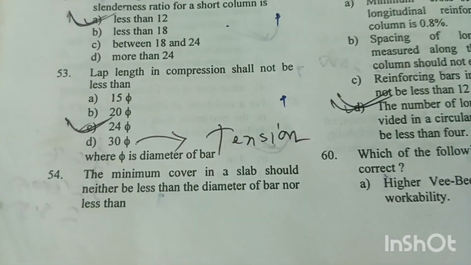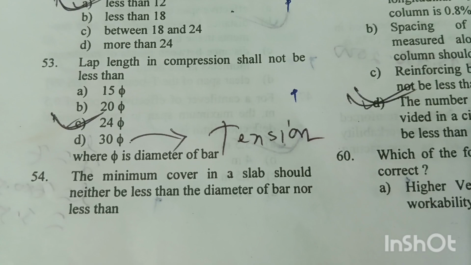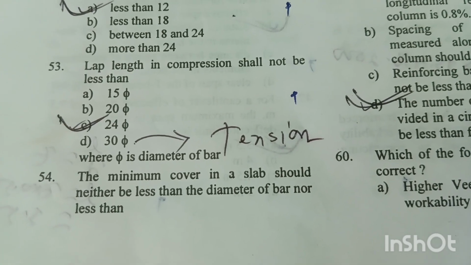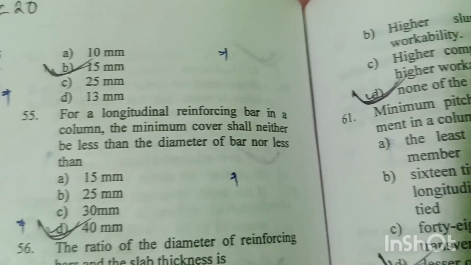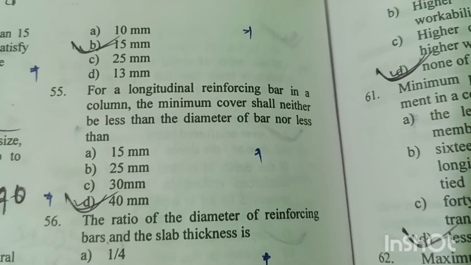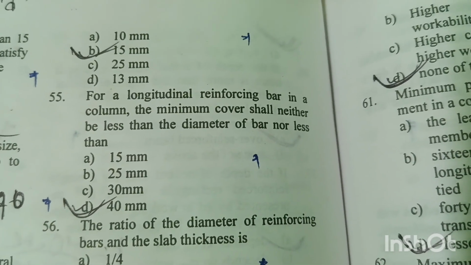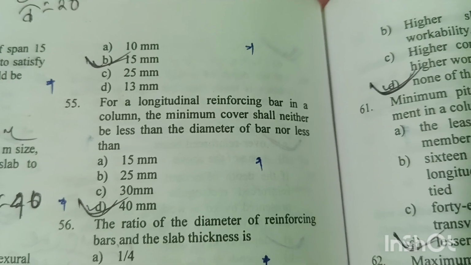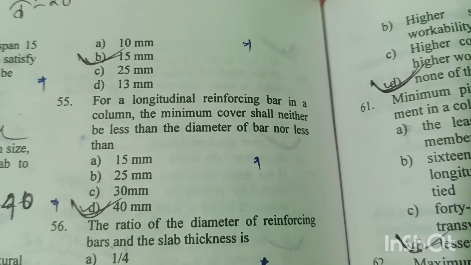Question number 54. Minimum cover in a slab should neither be less than the diameter of the bar nor less than 15 mm. Option B is the right answer. Question number 55. For a longitudinal reinforcing bar in a column, the minimum cover shall neither be less than the diameter of the bar nor less than 40 mm. Option D is the right answer.